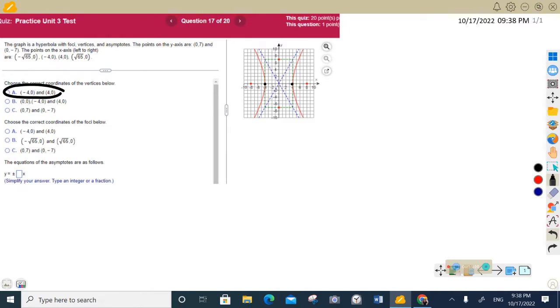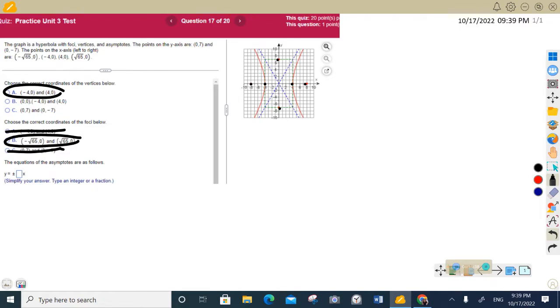Anyway, the coordinates of the foci. Remember, the foci are on the inside of a parabola or the inside of an ellipse. So the inside here are these 2 points. Now, that looks like negative 8 and 8, but notice that's not a choice. We know it's not negative 4 or 4, 0, because that's the vertices. 0, 7, and 7, that's up here and here. Definitely not the foci. So it's got to be B.